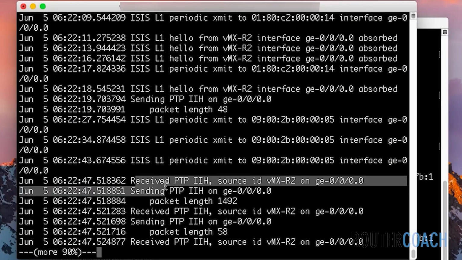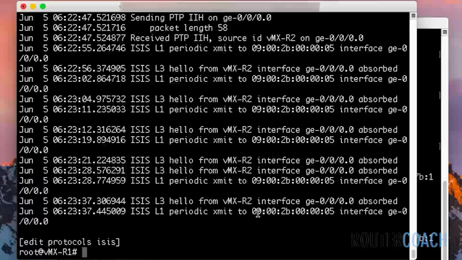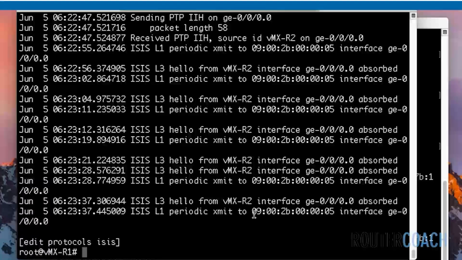So it says that we've received a point-to-point intermediate system to intermediate system hello from VMX R2, but the address has changed, which I didn't realize. For broadcast networks, we know that it sends it to 0180 C2000014, and on point-to-point networks, it sends it to a different address, which is 0900 2B000005. Okay, so that was worth doing just to realize that. Let's move on.